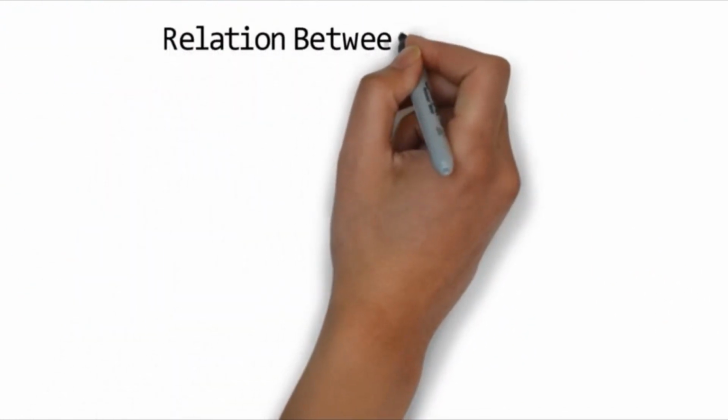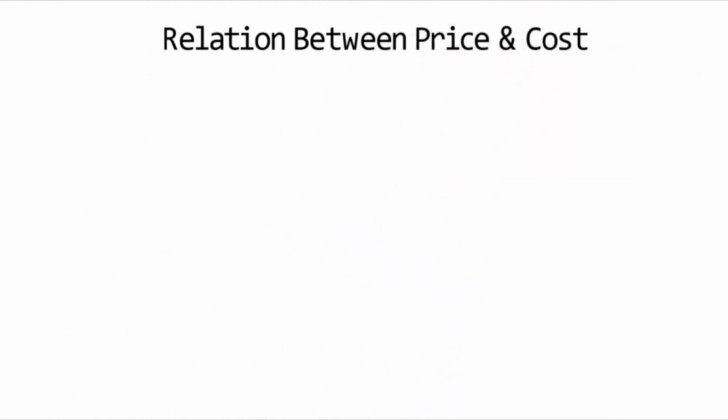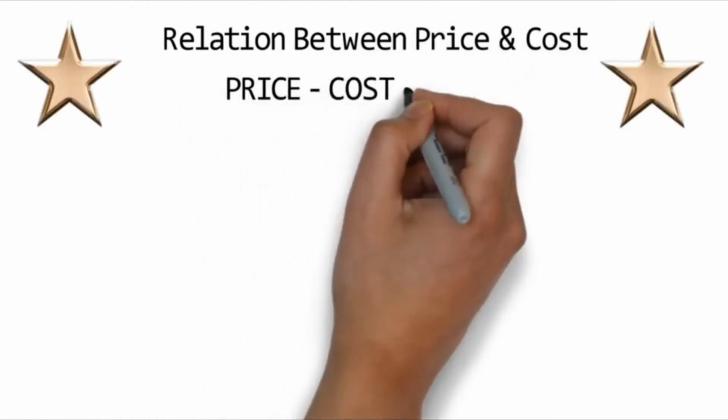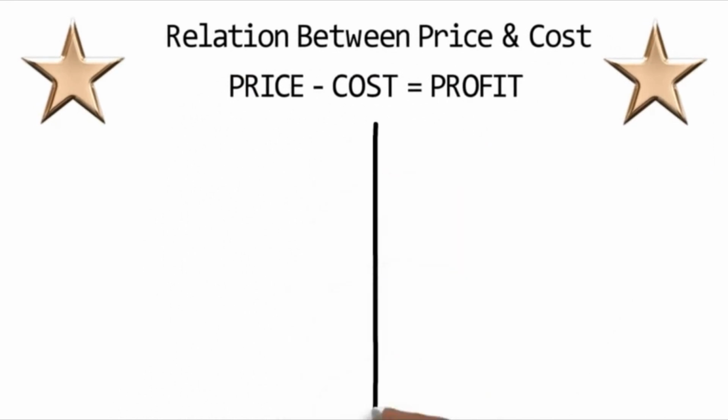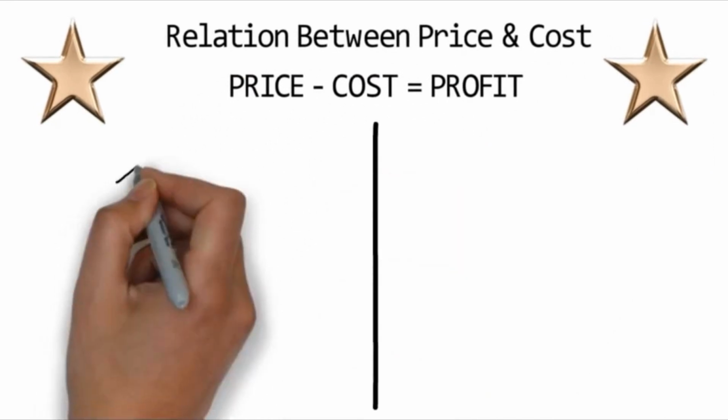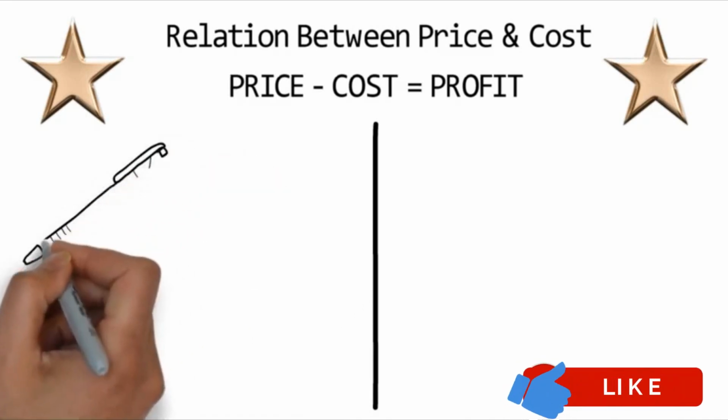So now let us discuss what is the relation between the price and the cost. So in simple terms, the difference between the price and the cost is called as profit. So now let us calculate simple profit and loss by considering two examples. So in the first case, we will consider the profit.